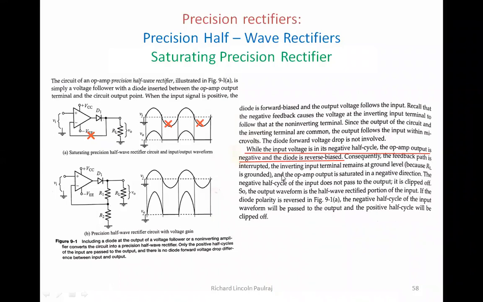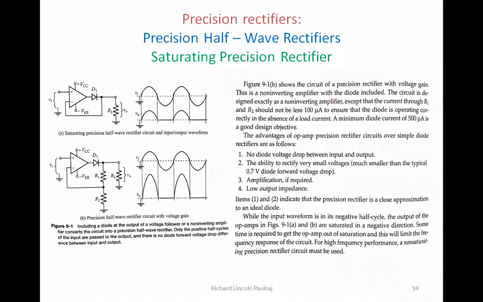Consequently, the feedback path is interrupted and the op-amp output is saturated in the negative direction. The negative half cycle of the input does not pass and it is clipped off. So the output waveform is the half-wave rectified portion of the input. Whatever input you see, the negative portions are taken off, and that is passed on, and you can find at the output only positive cycles.